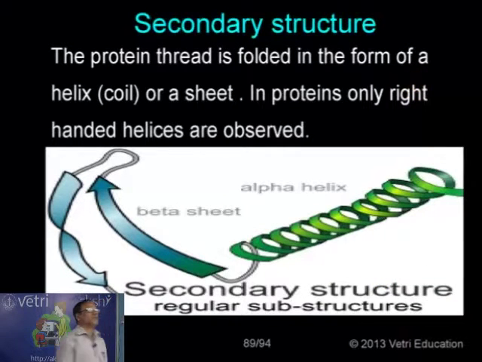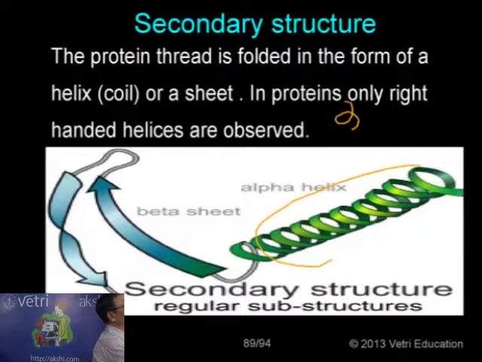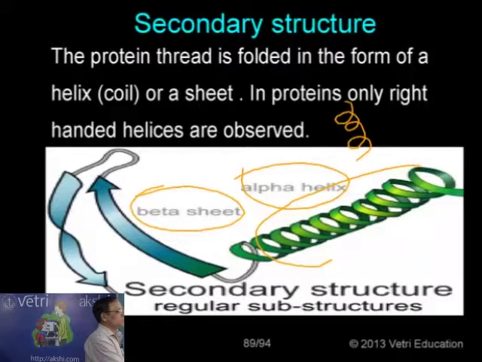Now the secondary structure. Sometimes the protein thread is folded in the form of what are called helices. You see here we have the helix. So in the helical arrangement, the protein thread is folded in the form of a helix or in the form of a sheet. The helical structure is called the alpha helix. The sheet is called the beta sheet. And both alpha helices and beta sheets represent the secondary structure.